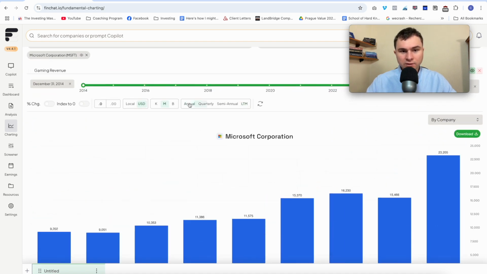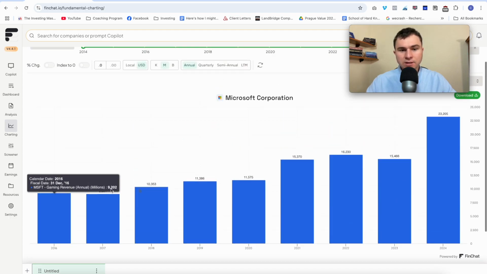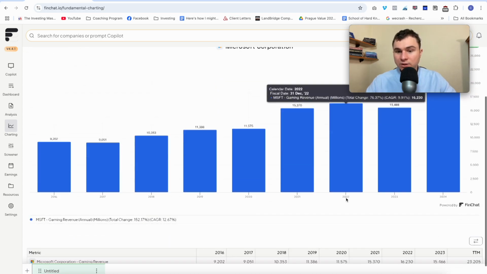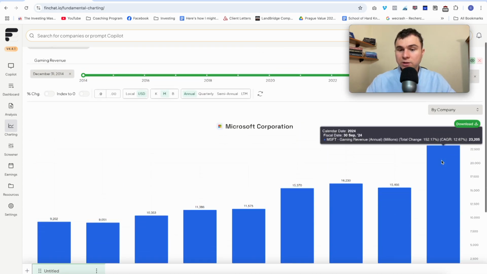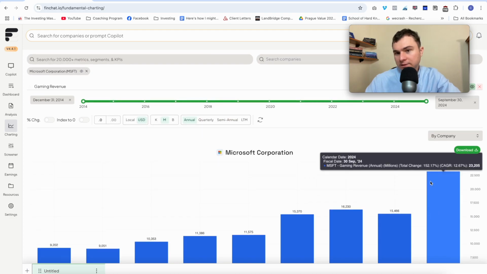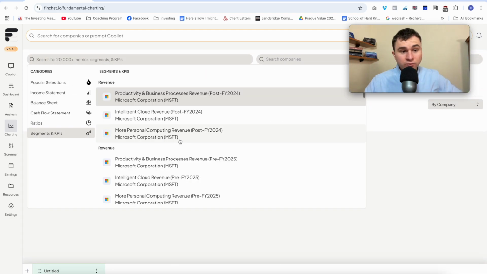If you go to annual, you have it since 2016, so 8 years ago. This is it. You see in 2021 the revenue for the gaming part increased a lot, and now in 2024 it increased a lot because Microsoft bought Activision Blizzard, so they acquired a gaming company, so it went up. I suppose that's the reason. If you want to check something else, you go to KPIs.